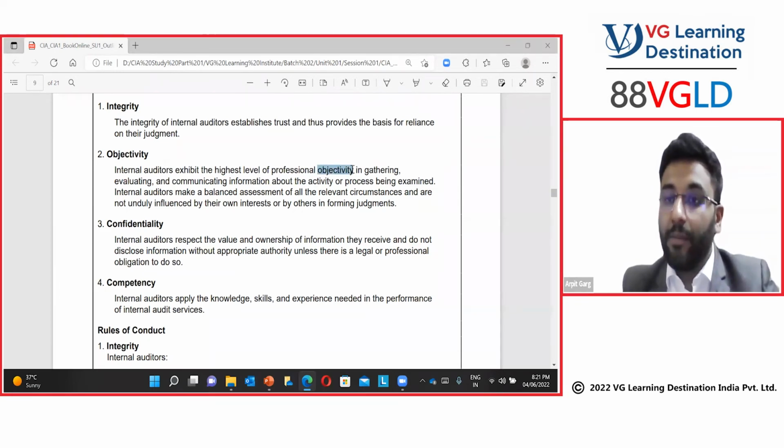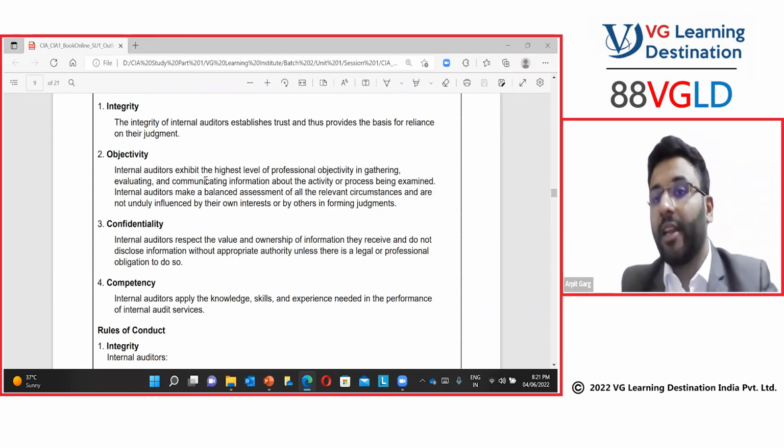Objectivity, the keyword is unbiased mental attitude, avoiding the conflict of interest. So internal auditors exhibit the highest level of professional objectivity in gathering. Whenever they are gathering the information, it should be unbiased. It should not have any conflict of interest. Whenever the internal auditor is evaluating, it should be unbiased and should not have any conflict of interest. Whenever they are communicating, it should be unbiased and should not have any conflict of interest.